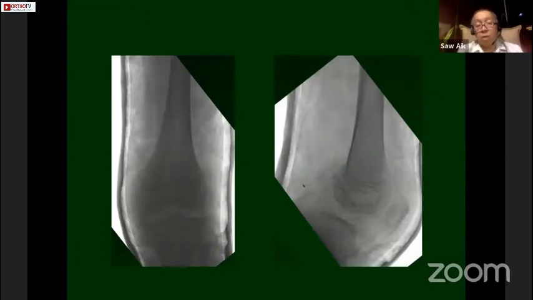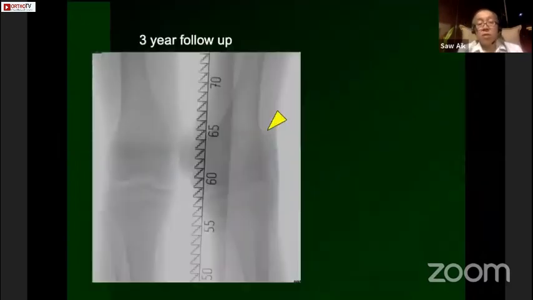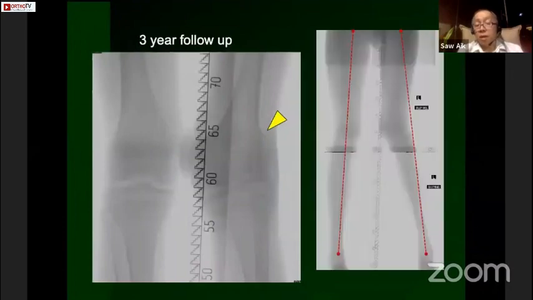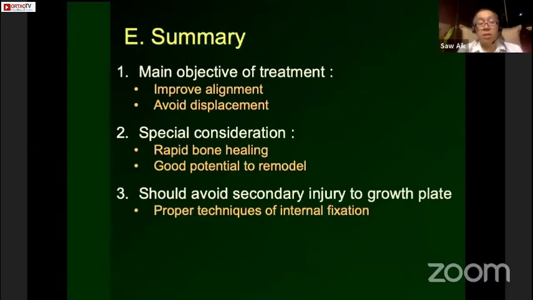And then on follow-up, he returned only after 3 years. You see there is a physeal arrest and genu valgum deformity. But then we are very sure this is not due to intervention, but due to the trauma itself.